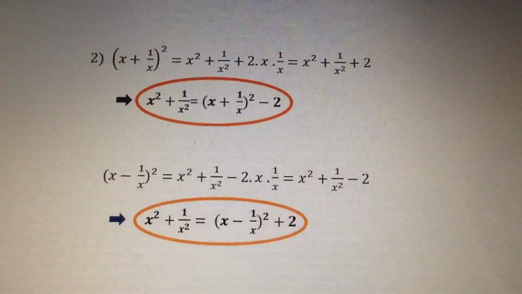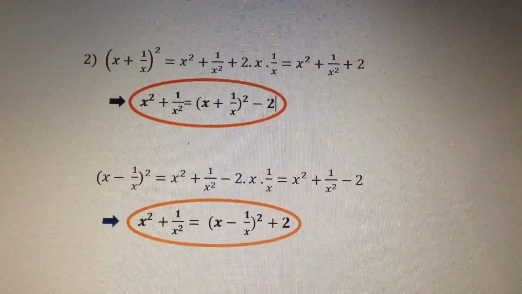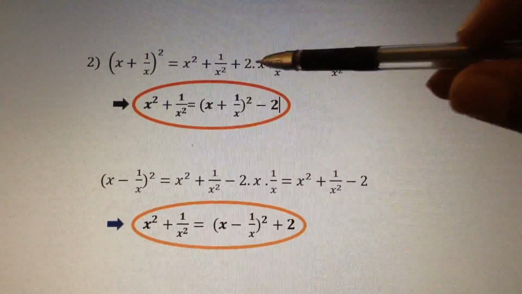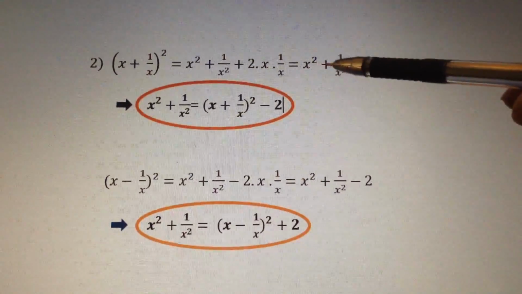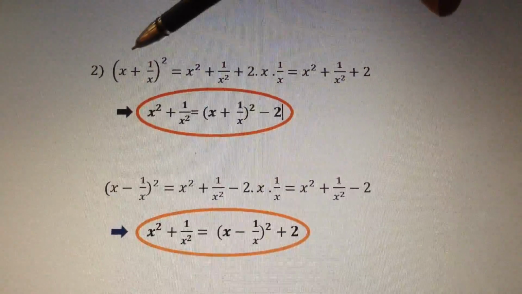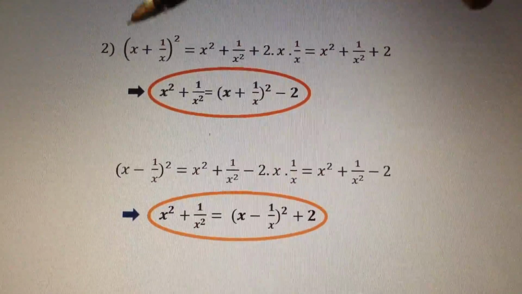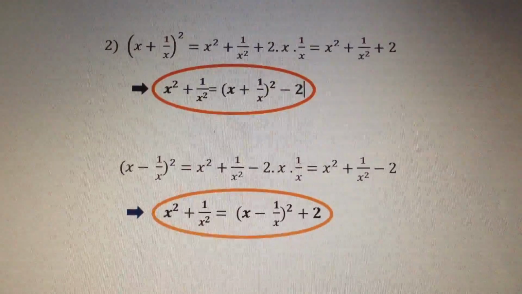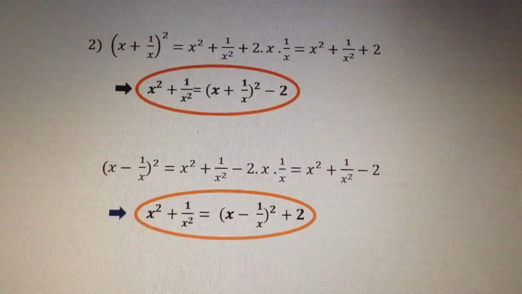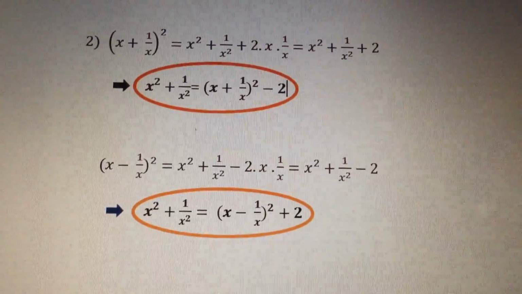Okay, the next one is (x + 1/x)², which is equal to x² + 1/x² + 2 into x into 1/x. The x gets cancelled and this is equal to x² + 1/x² + 2. This is also the same thing we have discussed. We know (a+b)² is a² + b² + 2ab. But the only thing is here a and b are reciprocal to each other. When they are reciprocal to each other, the 2ab part will not have any variable. So this is equal to x² + 1/x² + 2.